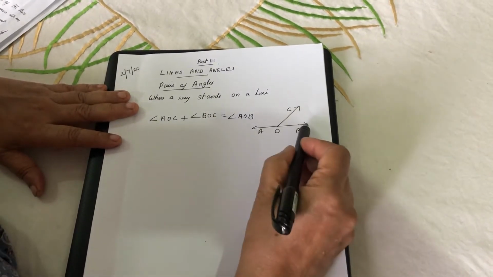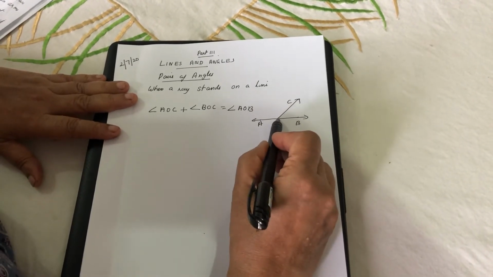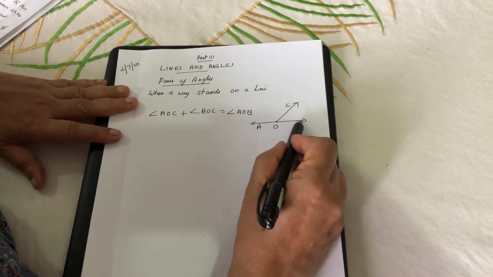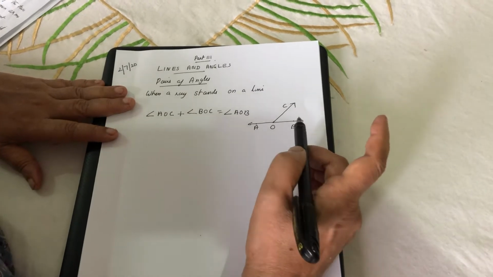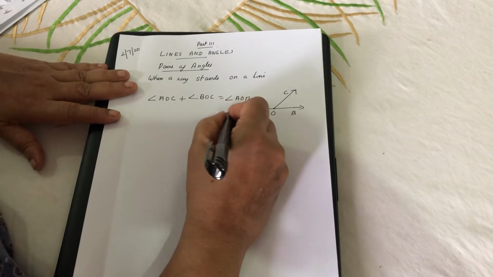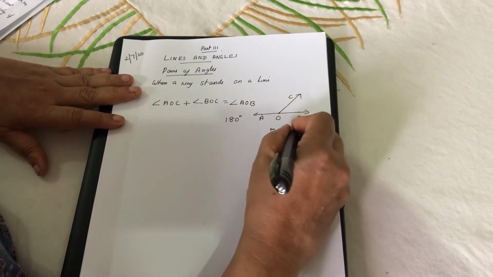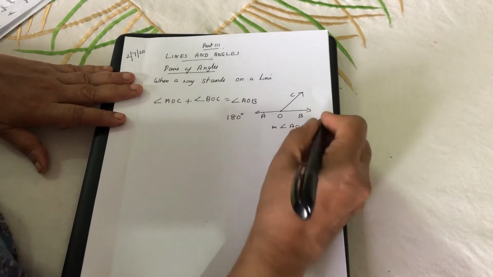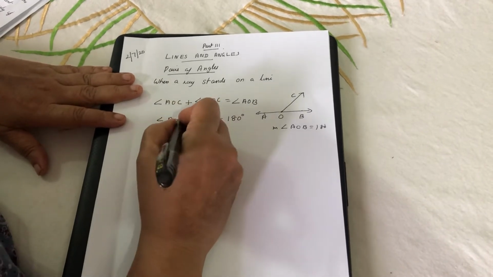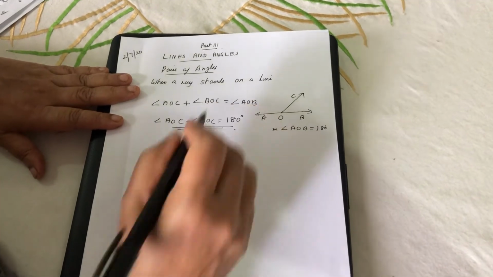So this AOB is a straight line. So you can say the measure of the angle AOB is the straight angle. What is the measure of a straight angle? Measure of a straight angle is 180 degrees. Therefore, measure of angle AOB is equal to 180 degrees. So I am substituting it here. So angle AOC plus angle BOC equal to 180 degrees.